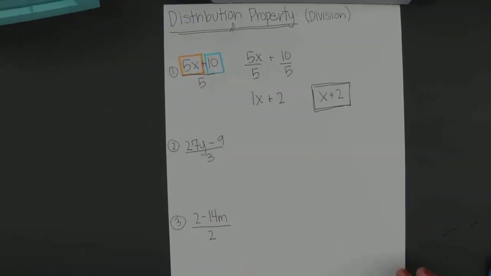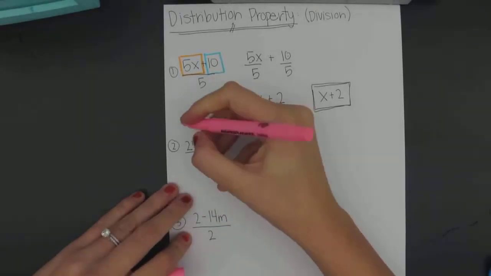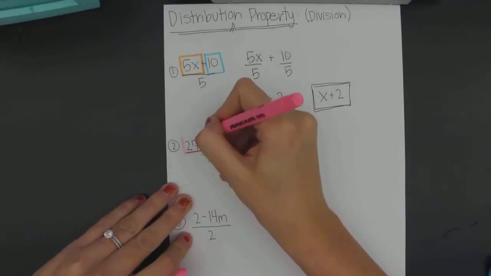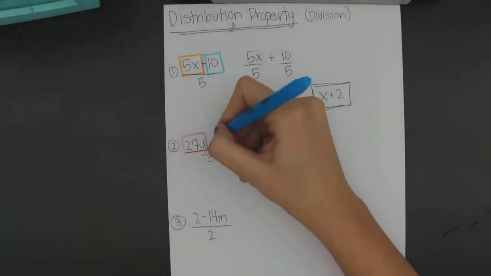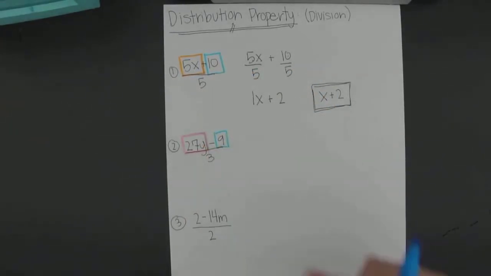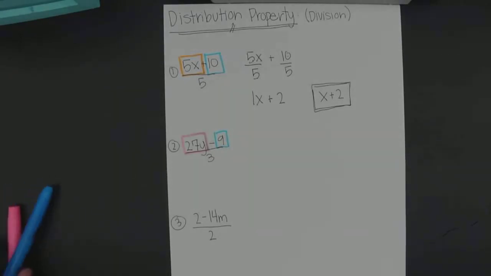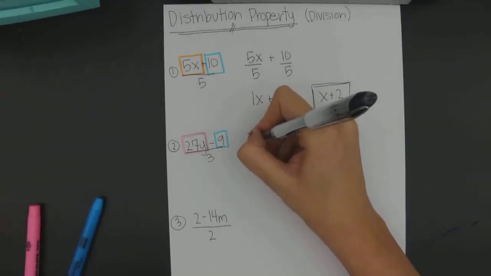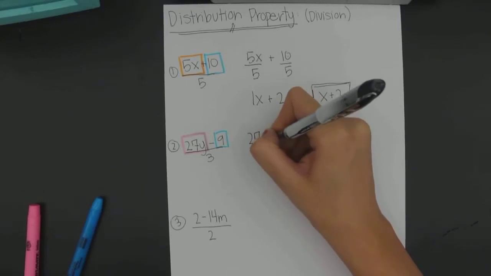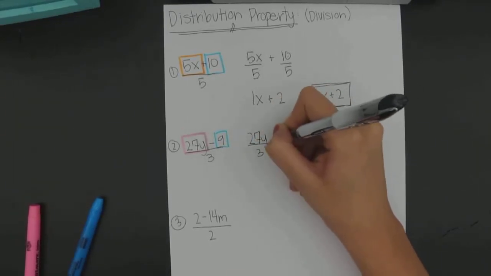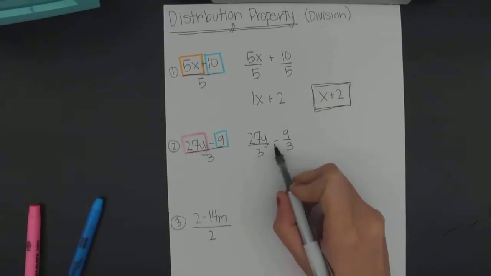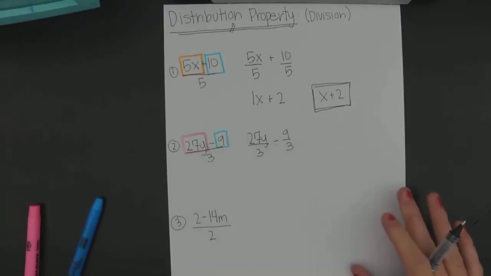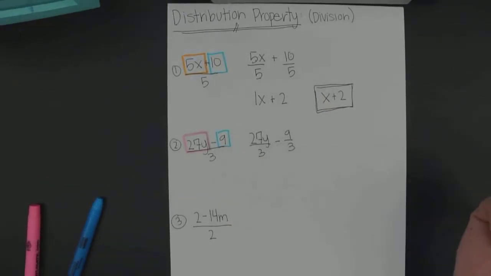So let's look at this next one. I'm going to do the same thing. I'm going to break apart my numerator. My first number is 27y. My second number is 9, and my sign is a subtraction sign. So I'm going to rewrite this as 27y over 3 subtract 9 over 3. Again, I kept my denominator and I just kept the sign as well. The sign told me I'm subtracting, so I just continued that.